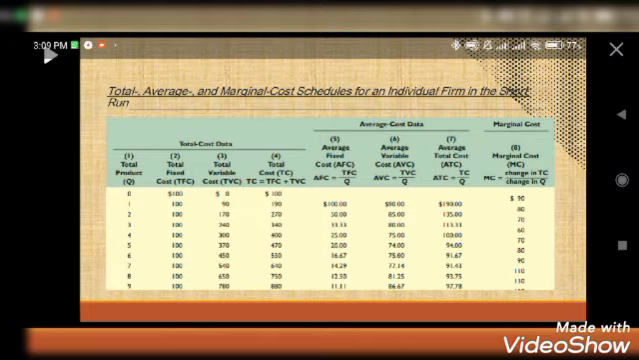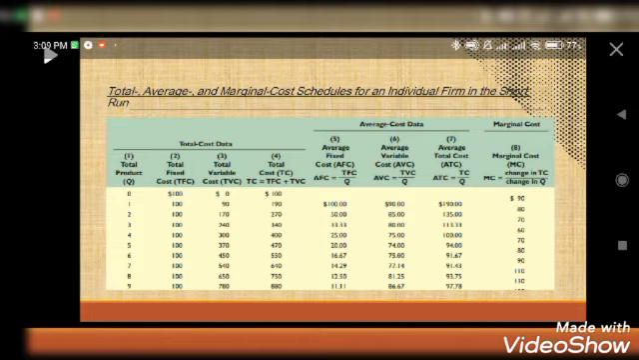If you want to calculate average variable cost, you can divide total variable cost by quantity. If you want to calculate average total cost, you can divide total cost by quantity. And if you want to calculate marginal cost, you can divide the change in total cost by the change in quantity. That is how you can get your results.